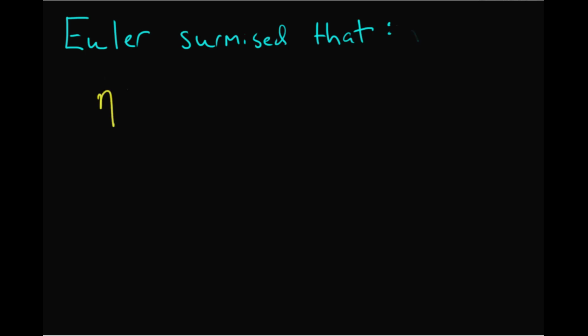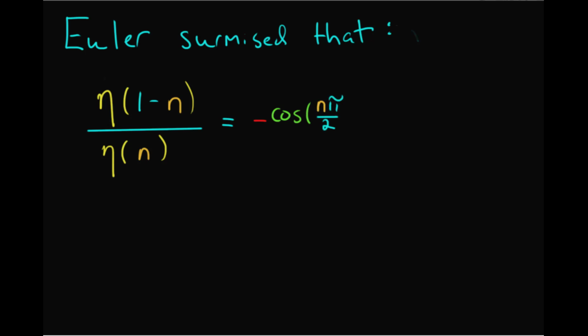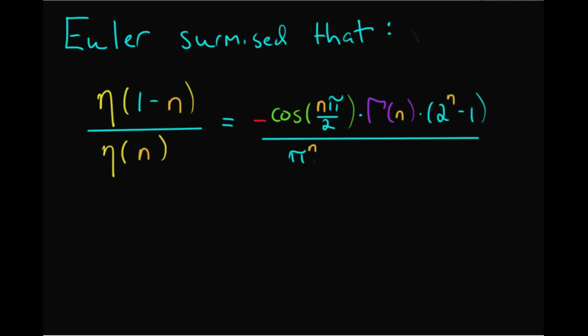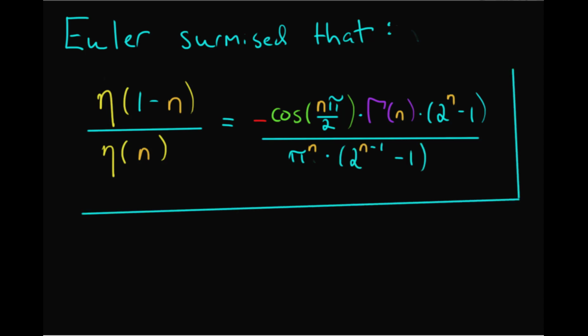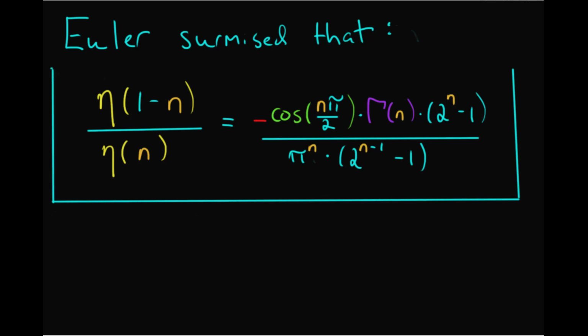And with that change in place, Euler came to the startling realization that he had hit upon a functional equation for the eta function. Specifically, Euler surmised that eta of 1 minus n over eta of n equals negative cosine of n pi over 2 times gamma of n times the quantity 2 to the n minus 1 all over pi to the n times the quantity 2 to the n minus 1 minus 1 close parenthesis. This is the Eta Functional Equation, and I'm going to put a big box around it because it's such an important result. Well, what do I mean by functional equation?